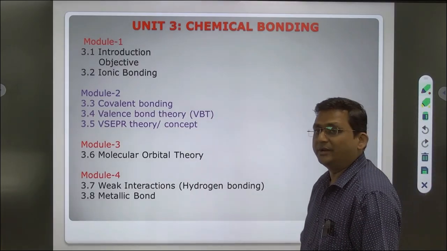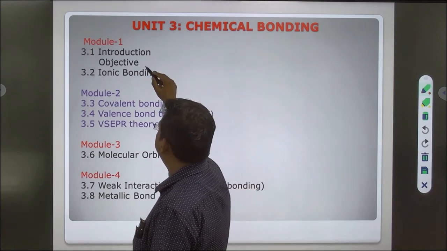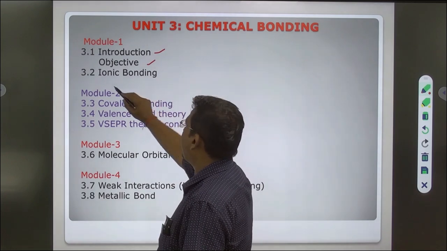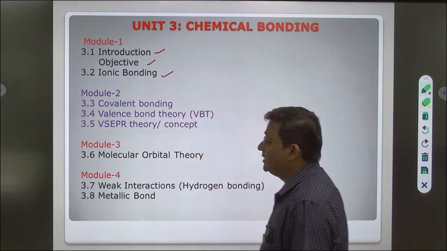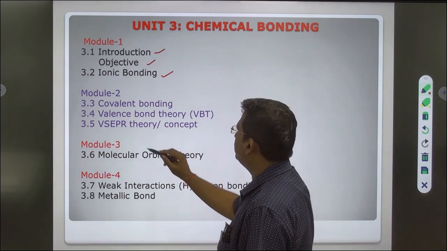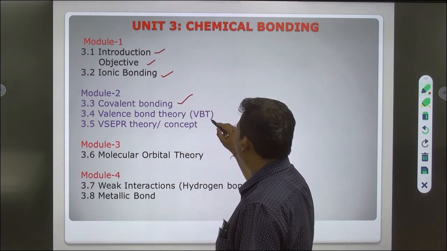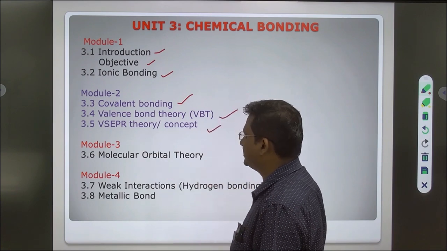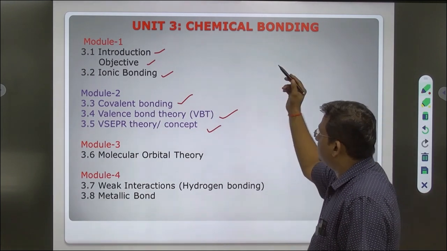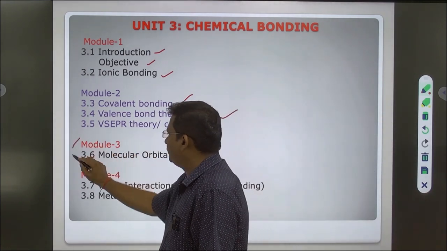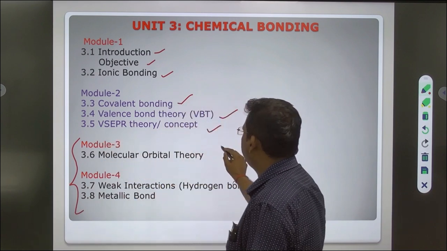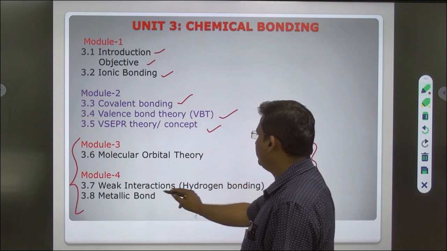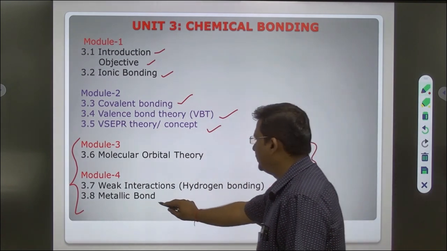Chemical Bonding. In Module 1, we have learned the introduction, objective of the unit, chemical bonding and ionic bonding. In Module 2, we learn covalent bonding, valence bond theory (VBT), and VSEPR theory and concept. And in this unit, we have two more modules we will discuss later, where we discuss molecular orbital theory, weak interaction, hydrogen bonding, metallic bonding.